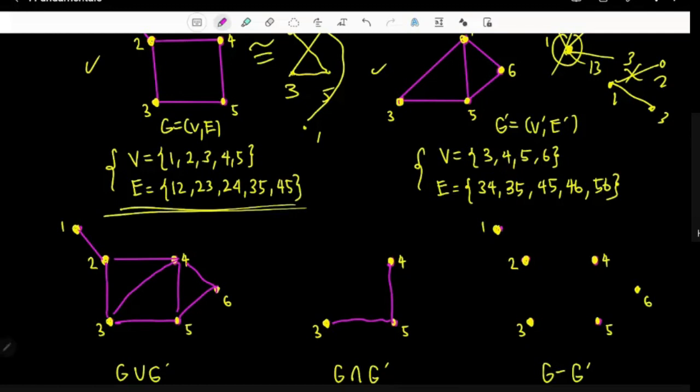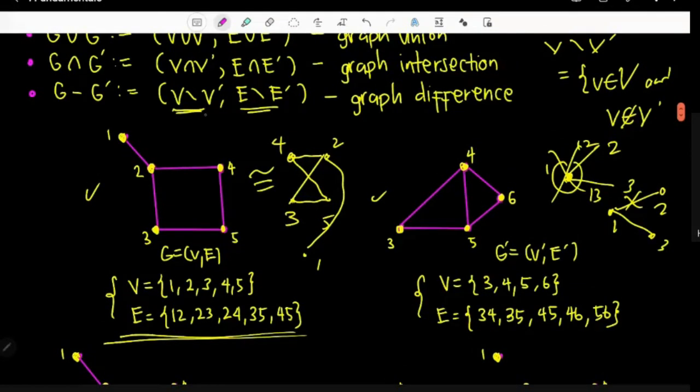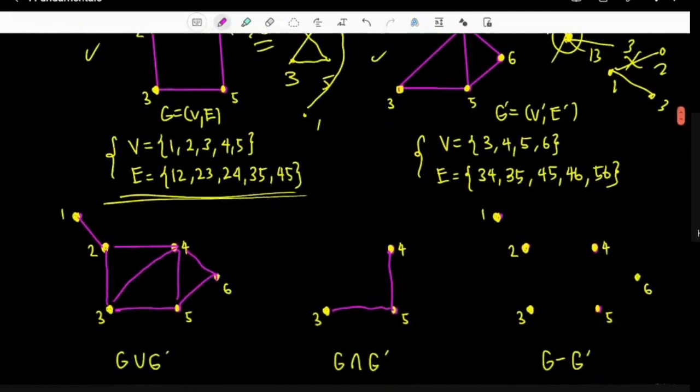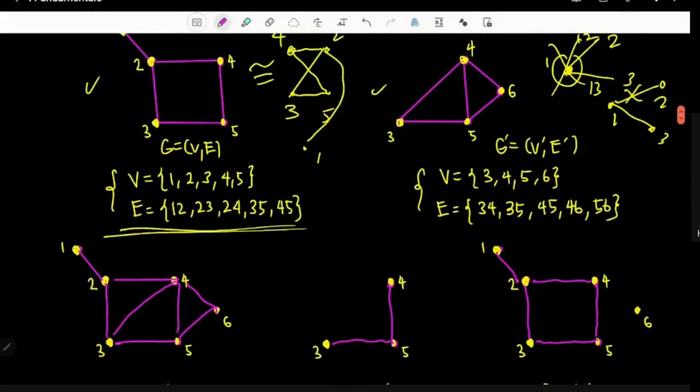Now, how about the difference? So on the difference, what you do is you remove all the vertices in V prime and all the edges in E prime that are in our graph G. So parang meron kang graph G, alisin mo lahat ng nakay G prime. Yung matitira, that will be your G minus G prime. Okay, so we start with G. So ito si G. Right? And then you remove everything that belongs to G prime.